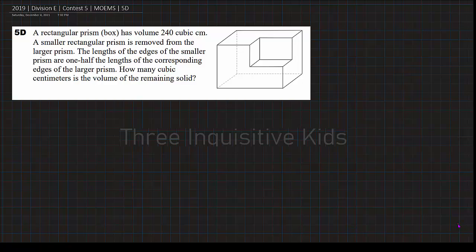5D. A rectangular prism box has a volume of 240 cubic centimeters. A smaller rectangular prism is removed from the larger prism. The lengths of the edges of the smaller prism are 1/2 of the lengths of the corresponding edges of the larger prism. How many cubic centimeters is the volume of the remaining solid?